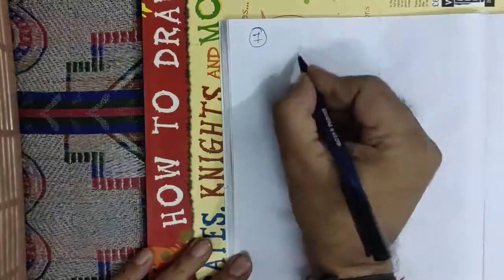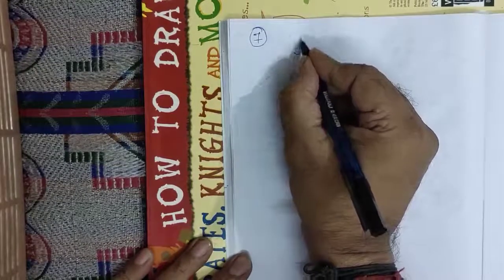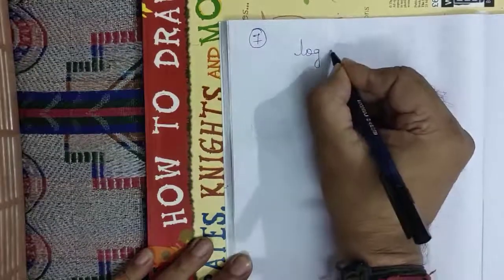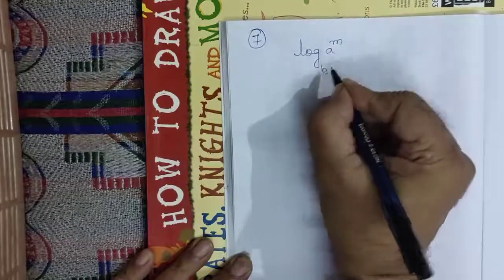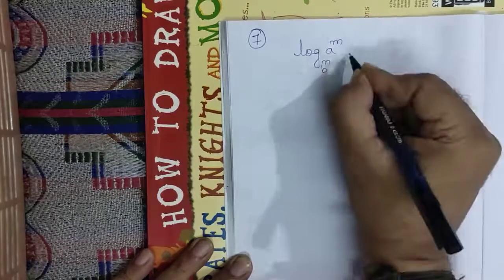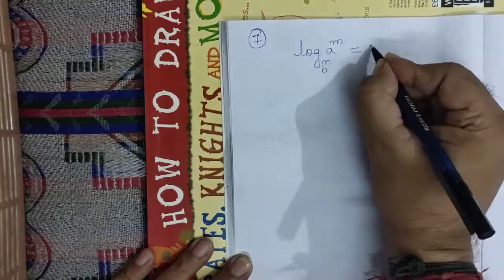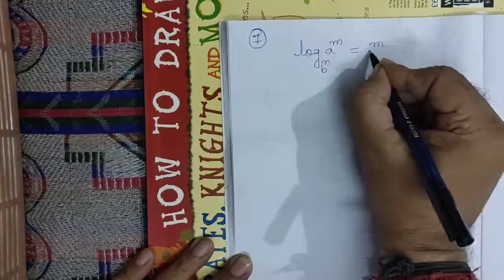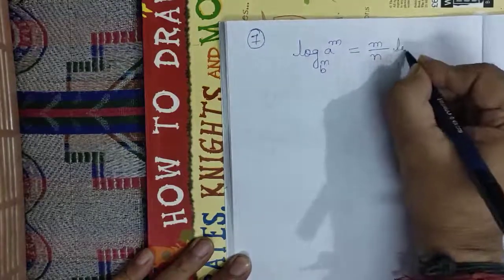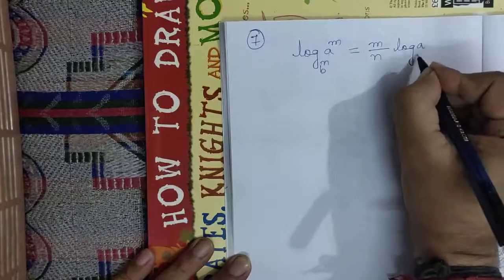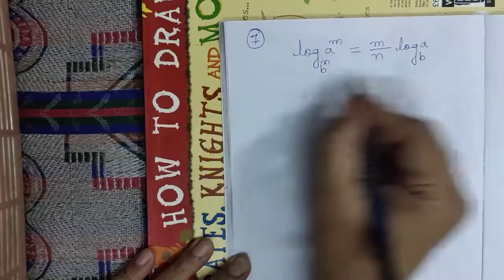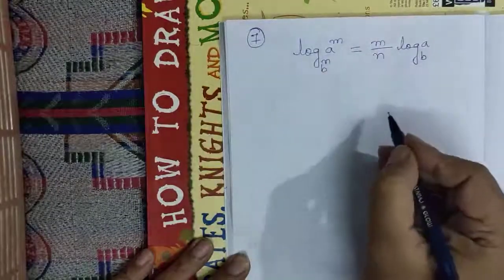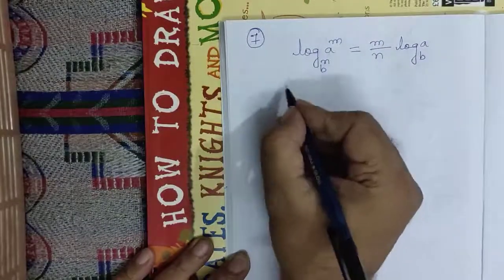The seventh property is log of a to the power m, and base is b to the power n. This will be equal to m divided by n log a base b. This n comes out like this. First I prove this, then I will give an example.